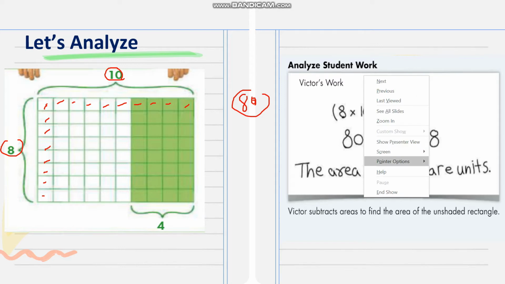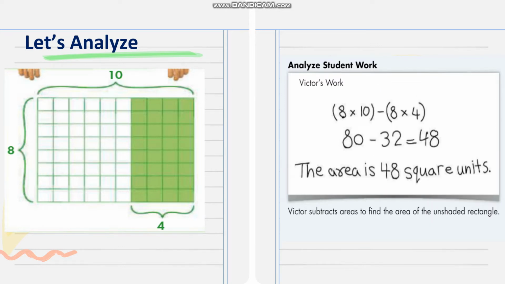But for the shaded part, your shaded part is 1, 2, 3, 4, 5, 6, 7, 8. You have 8 on this side and 1, 2, 3, 4. So if you multiply 8 multiplied by 4, that is 32. So you have 32 shaded part. In order to get the unshaded part, you need to subtract the shaded from the total number of squares. So 8 multiplied by 10 is 80, then 8 multiplied by 4, which is the shaded part, is 32. So 80 subtract 32, so the unshaded part is 48.